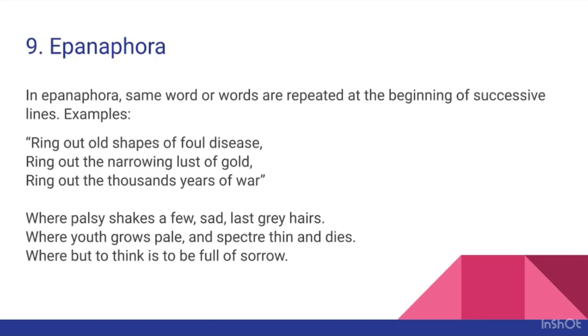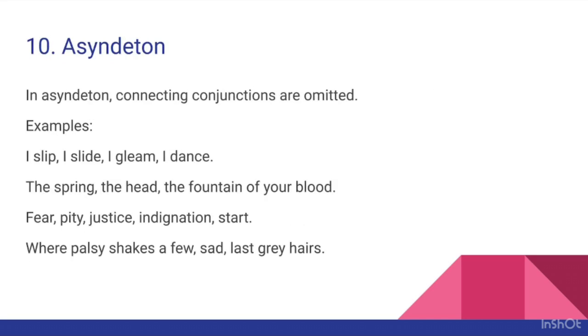Hence, it is epanaphora. Next example, where palsy shakes a few sad last grey hairs, where youth grows pale and spectre thin and dies, where but to think is to be full of sorrow. So the word where is repeated in three successive sentences and hence it is called epanaphora.